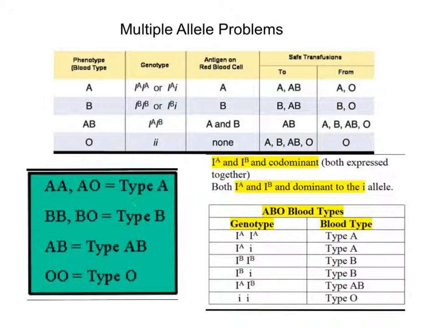So with type A blood, an individual can be AA or AO. With type B blood, an individual can be BB or BO. Type AB is AB. Type O is OO. Just as a reminder, type O is the universal donor and can give to any blood type. Type AB is the universal receiver and can receive any blood type.